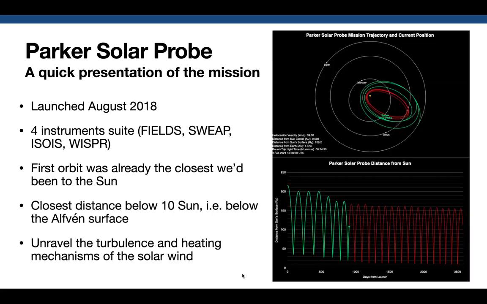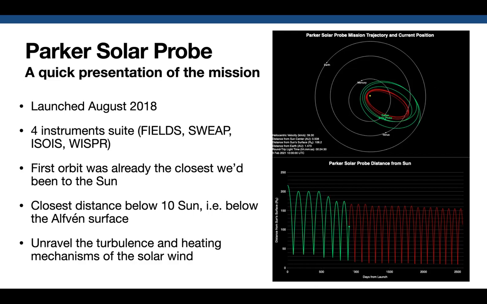And you see here in time, so I think it's a bit outdated now, we've had about 7 encounters. And essentially what we do with the Parker Solar Probe to reduce the distance of the perihelion is to do Venus gravity assists. And so each time we do this gravity assist, we get closer and closer.